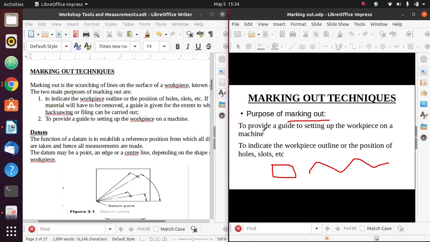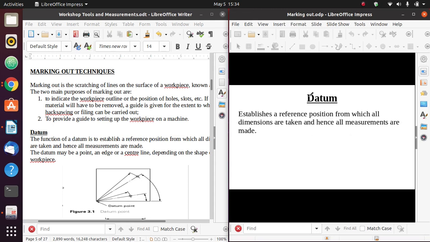I can also draw lines or circles on a workpiece so that I can create a guide to be able to set that workpiece on the machine. And we will see how when we are looking at some of these tools that we use when marking out. Now, an important part in marking out is a datum.